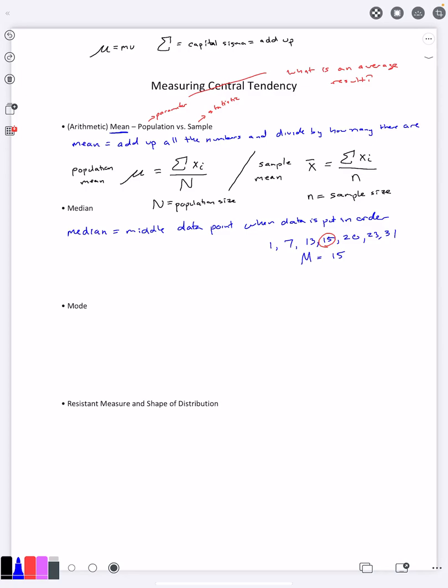Oftentimes we use capital M for median. That one is not as completely accepted by everyone compared to the mu and the x bar. Those everyone uses, but capital M is usually going to mean the median.